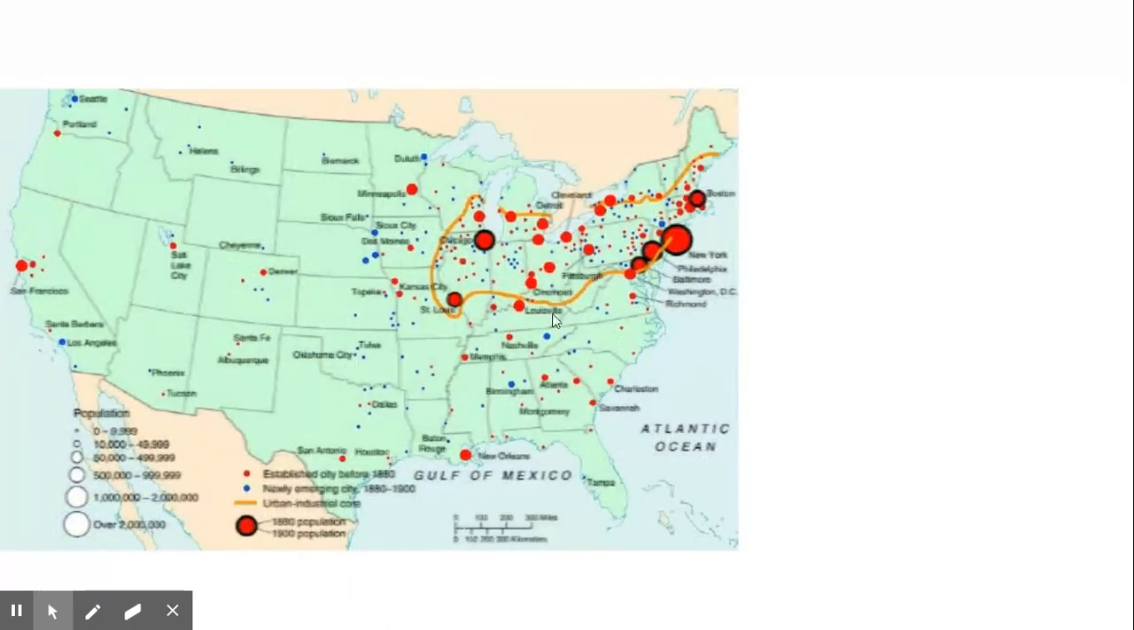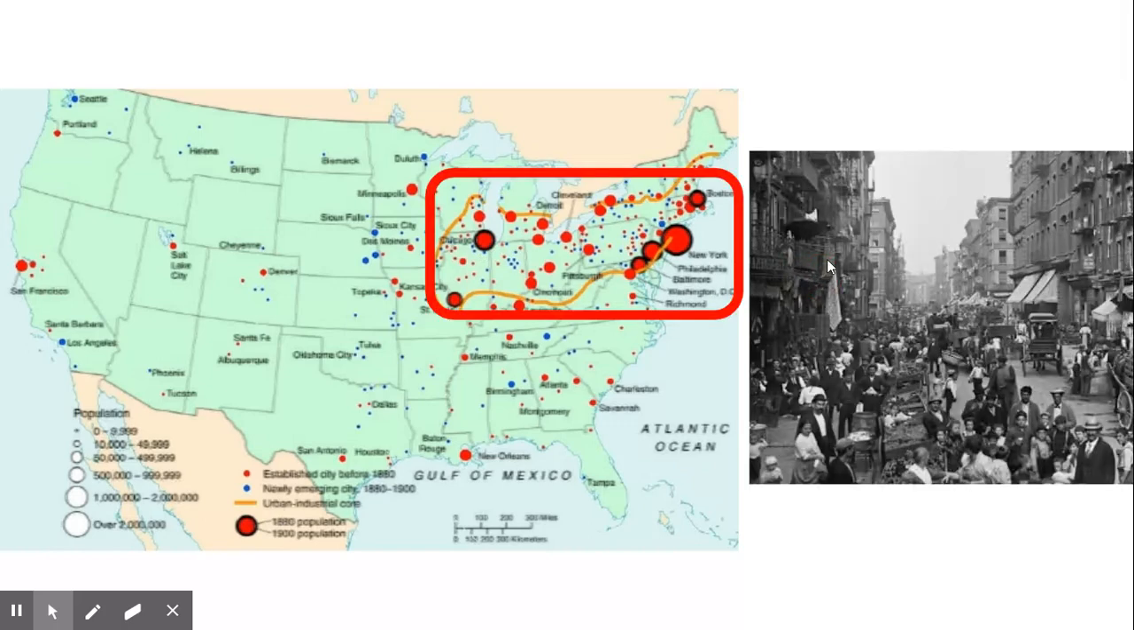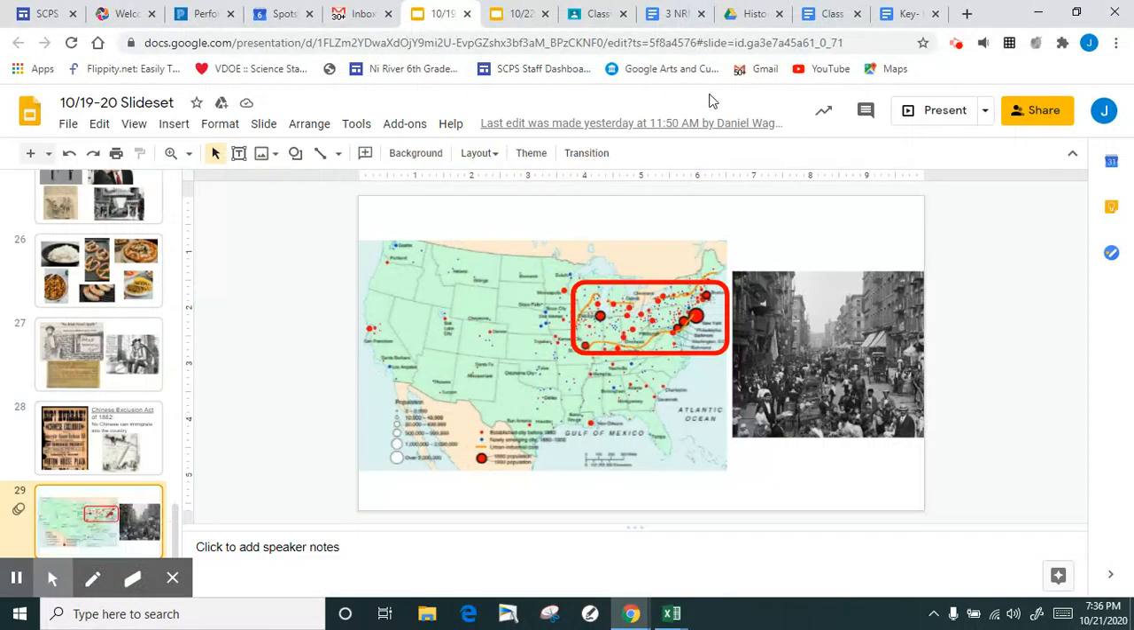And again, we talked about our new immigrants mostly settling in urban areas. Urban means city or highly populated areas. So New York, Philadelphia, Baltimore, over to Chicago, St. Louis, Boston, and cities like that. All right, let's go to Thursday and Friday's work real quick, give you a quick recap.